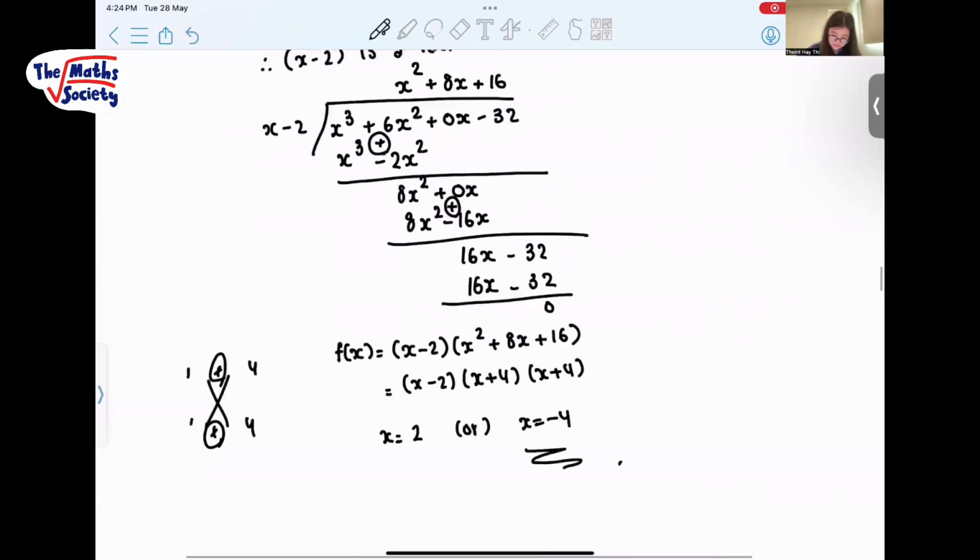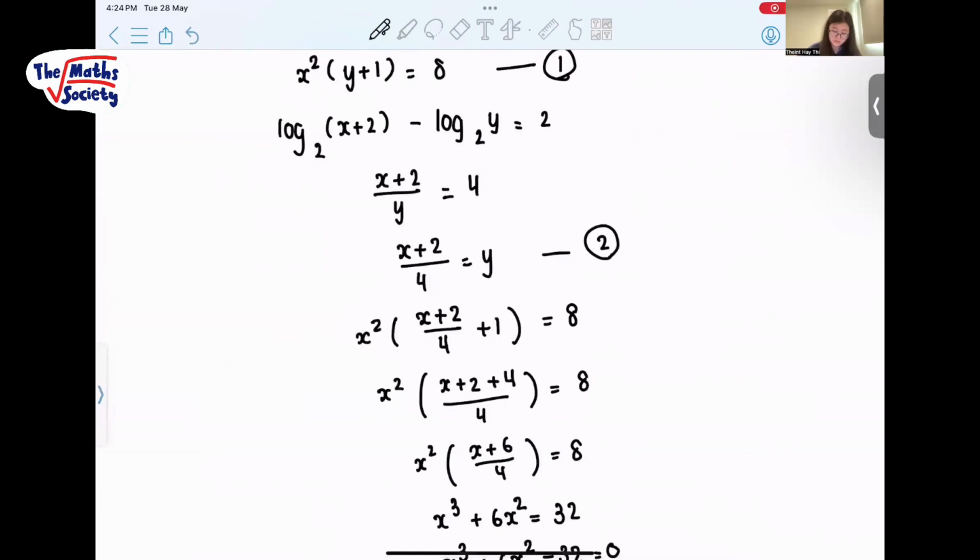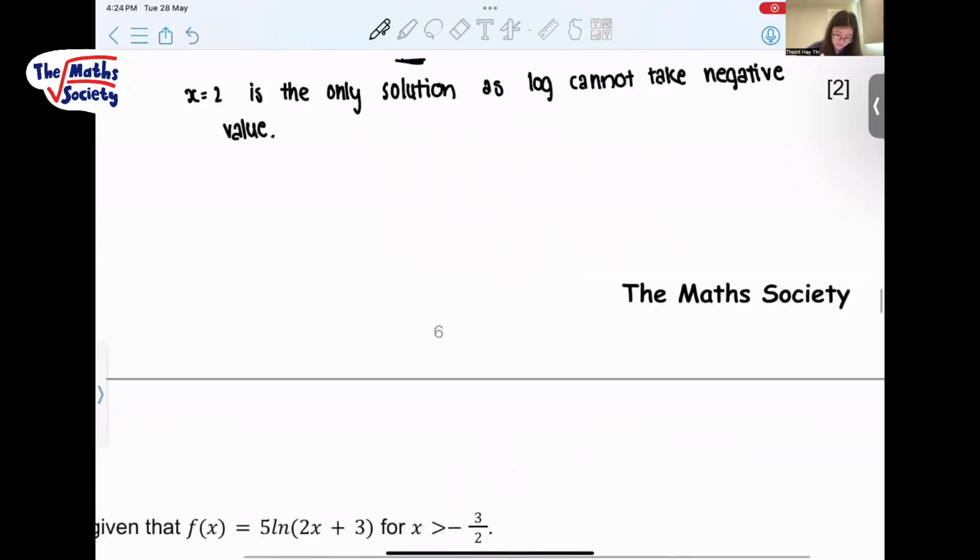So let's go back to the y, and it's x plus 2 by 4. So y is equal to x plus 2 by 4. So it's 4 by 4, which is equal to 1.